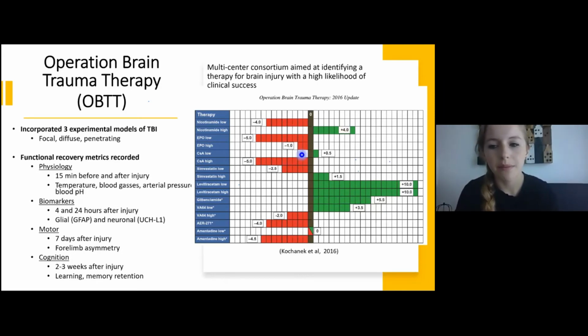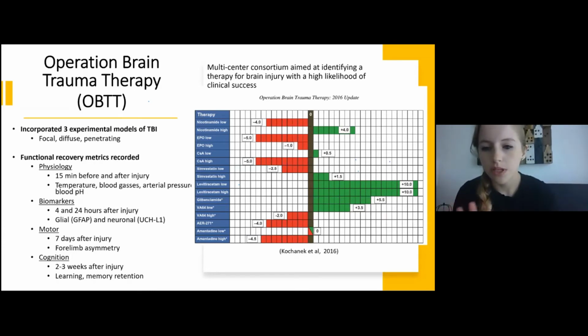To this end, they hypothesized that if they could find a therapy effective across three very different injury types, then it may be best suited for a successful translation to the clinic. To test this, they identified 12 different therapies that had previously been reported in the literature as beneficial, and then tested them across a number of different functional recovery metrics, which included physiology, biomarkers, motor, and cognition. They also had histology, but I did not analyze that in my studies.